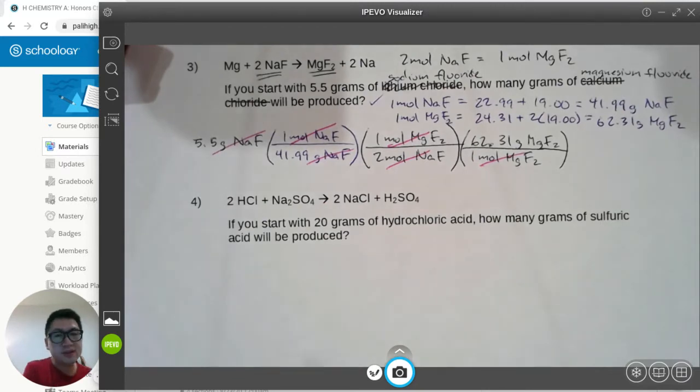So don't worry about sig figs. Technically, it should be 2 sig figs, but what did I just say? 4.08.